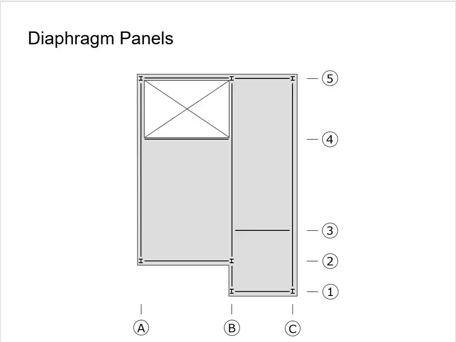In the last video, we talked about diaphragm panels. A panel is the piece of diaphragm between supporting members. So if we look at a plan view, that is, from above, of the diaphragm and supporting members, envision each supporting member as a dividing line between panels. Therefore, this example floor has 3 panels.